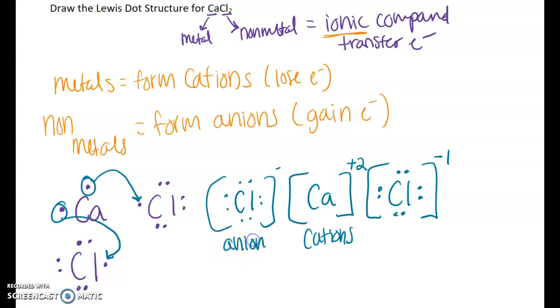So if you can figure out that pattern, then that's going to put you in a really good spot for these Lewis dot structures. And that's it. No calculating bonds, no drawing resonance, just showing which ions are going to be gaining and losing those electrons.